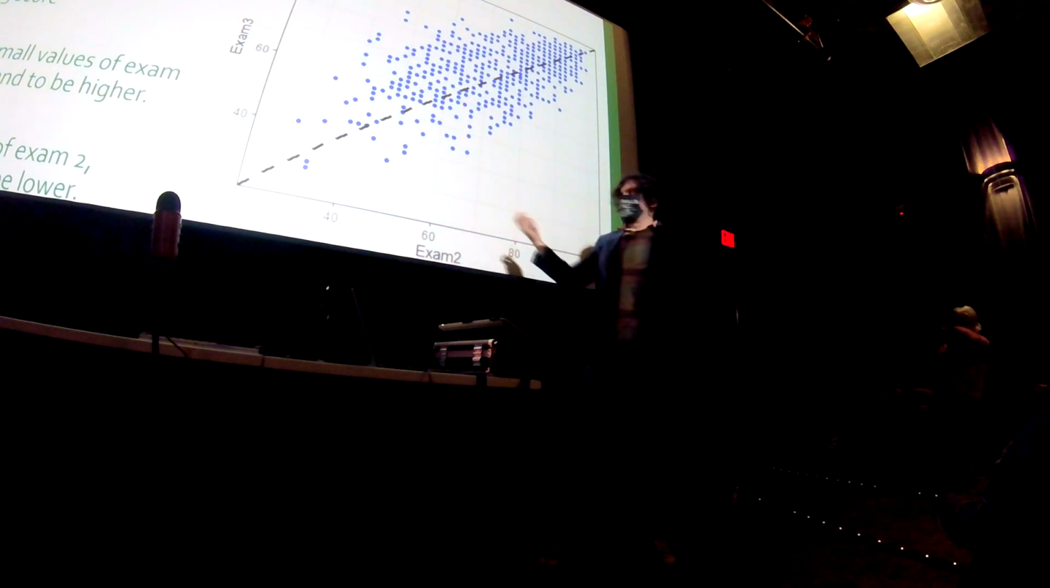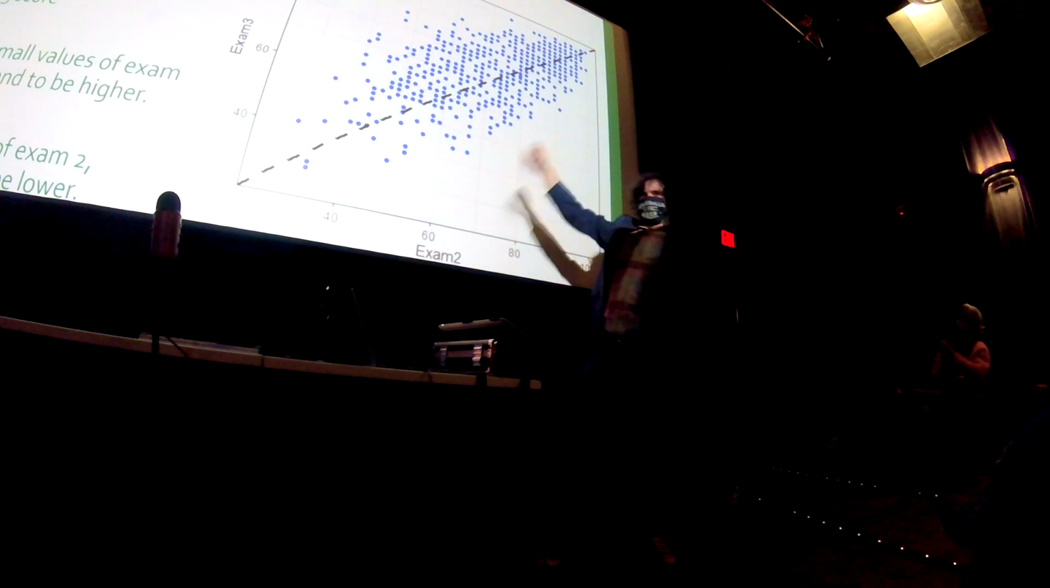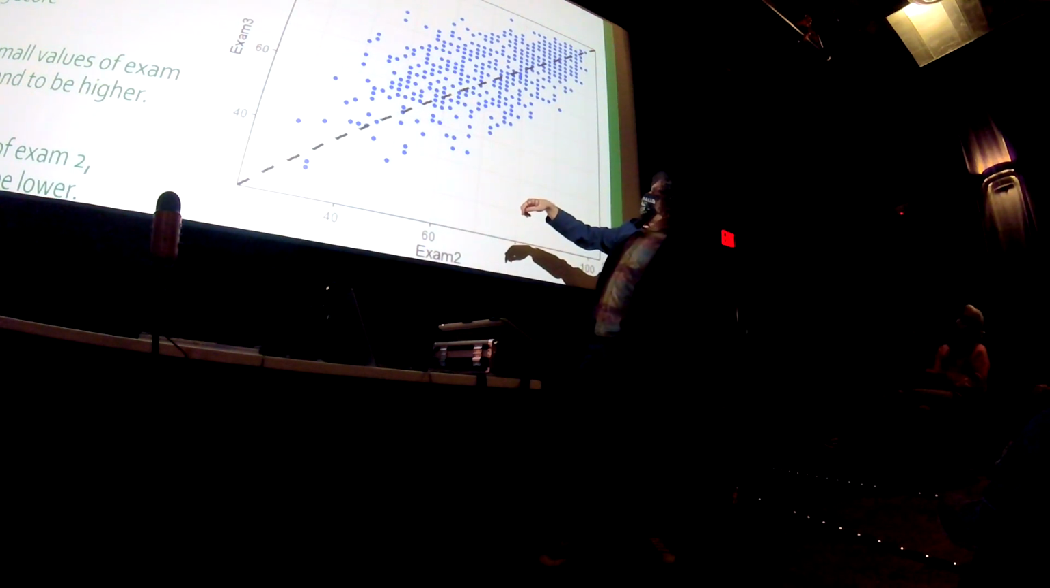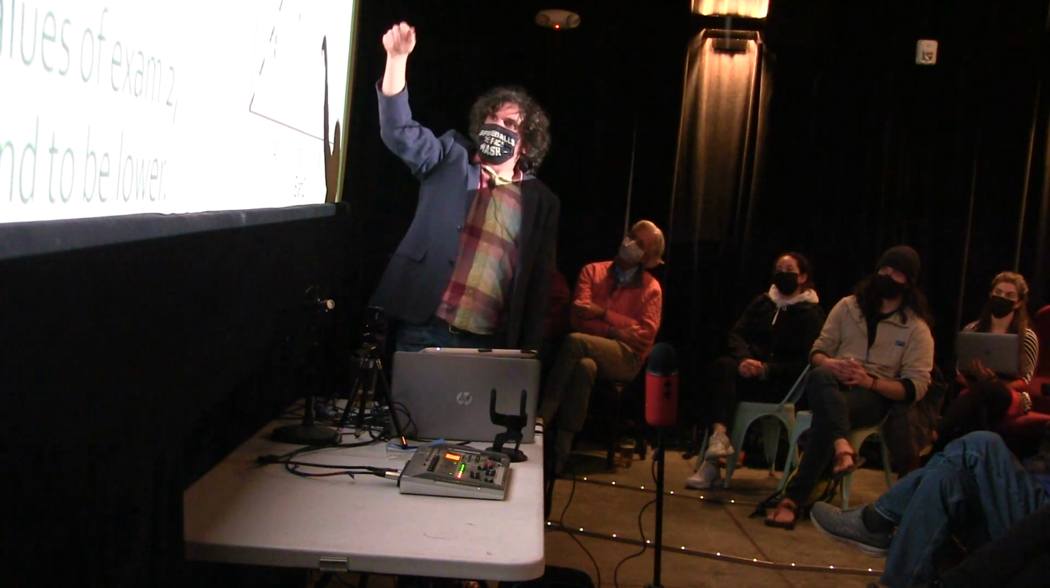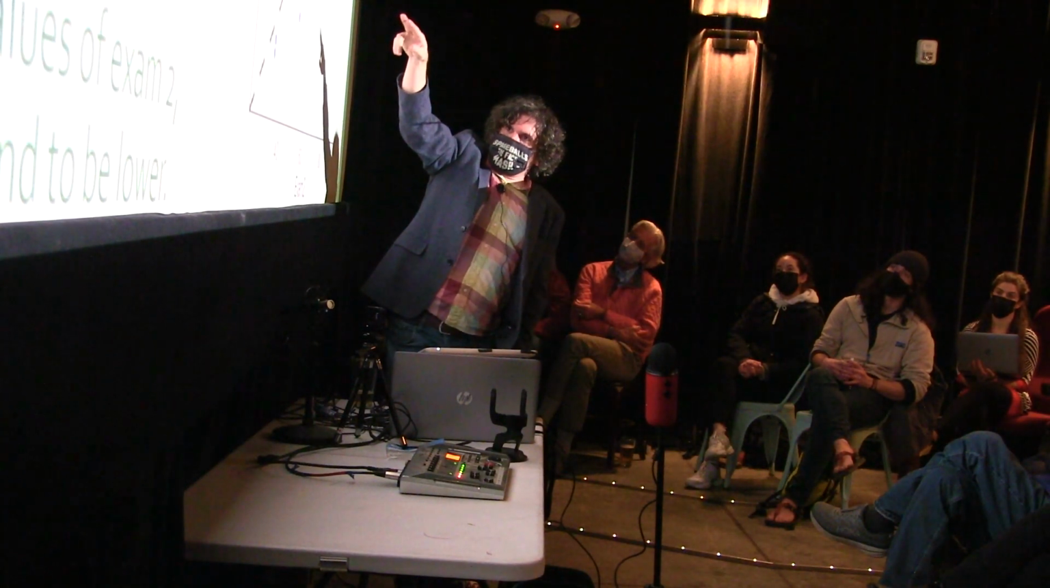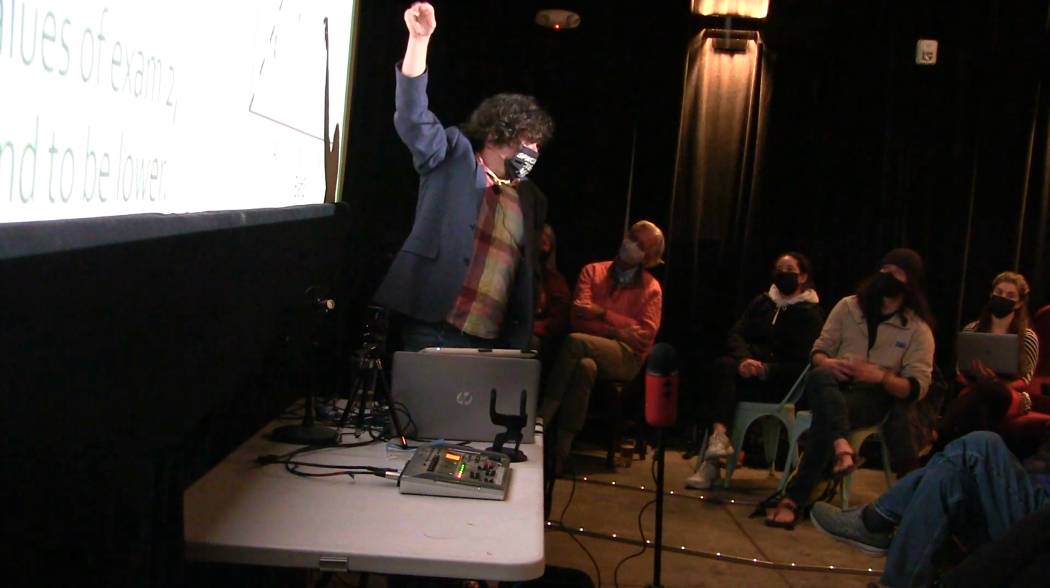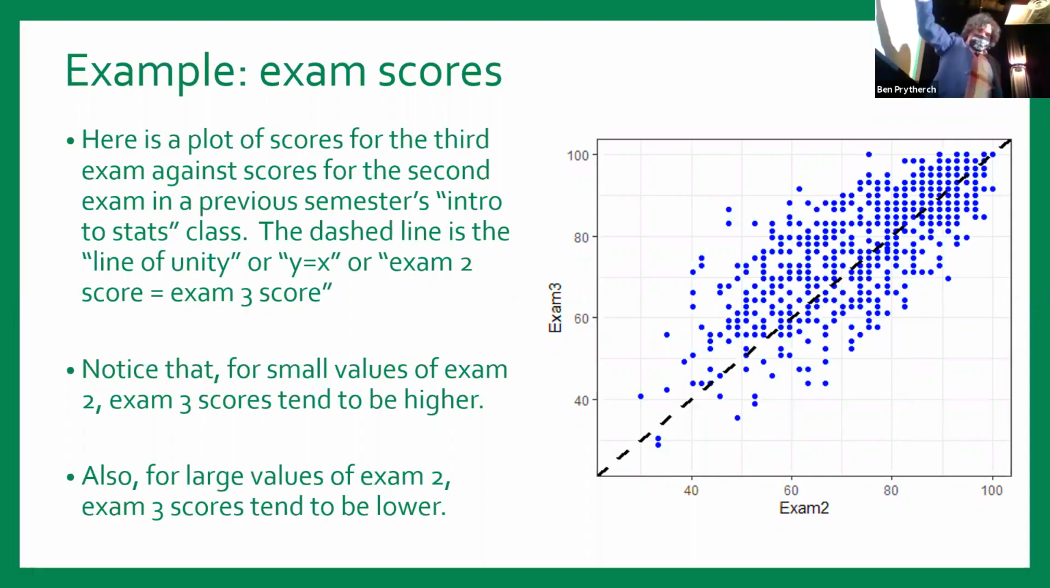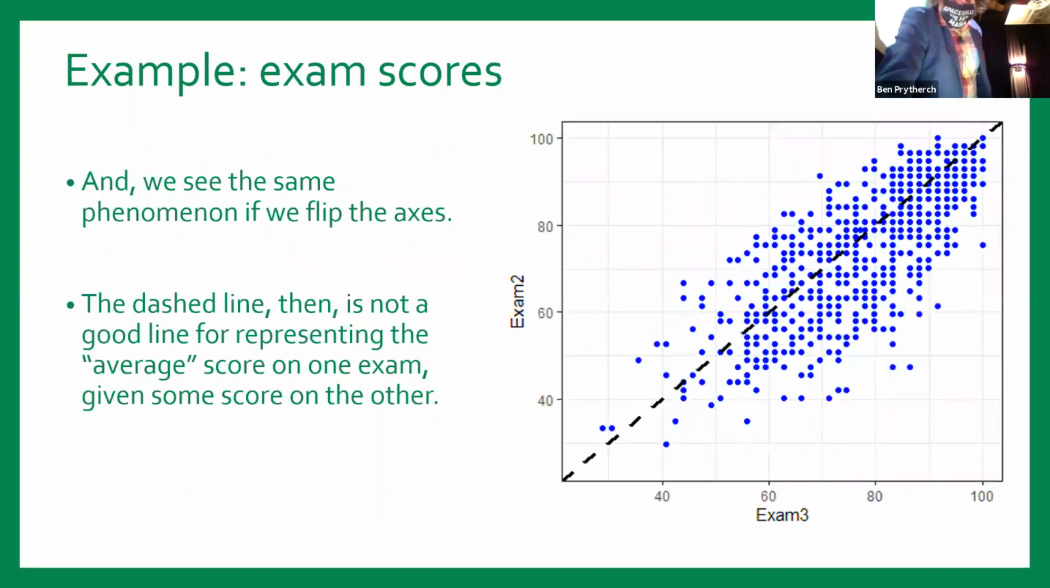If I told you to draw a line that shows the trend through here, you would be forgiven for drawing that line right there. It makes sense as a line, but the problem is this line is not representing the average for exam 3 given exam 2, because of what I just showed you. At the bottom, there's too many scores above the line and not enough below it. So that line can't be the average. The average is something else.